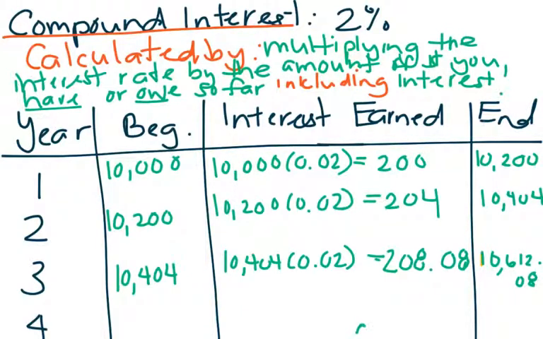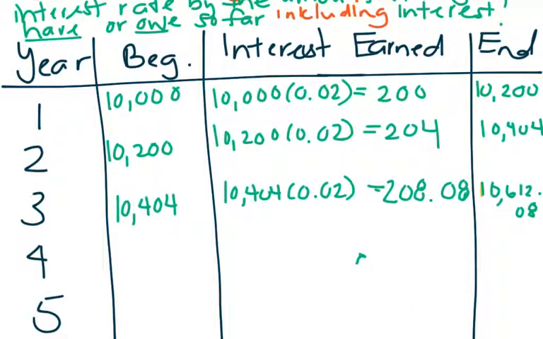Okay. So now what I suggest, if you think you've got the hang of it, do these last two lines for year 4 and year 5 on your own. Pause the video and then fast forward it and check your answer. Okay, so if you're checking your answer now, in the beginning of year 4, we have $10,612.08. We're going to multiply that by our interest rate.